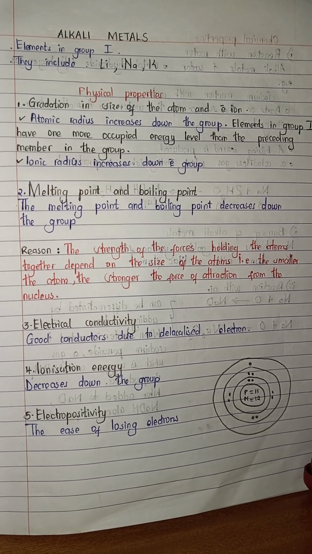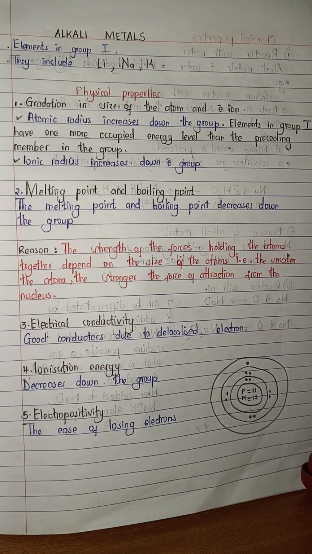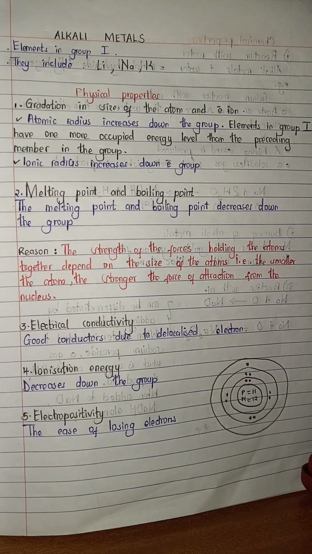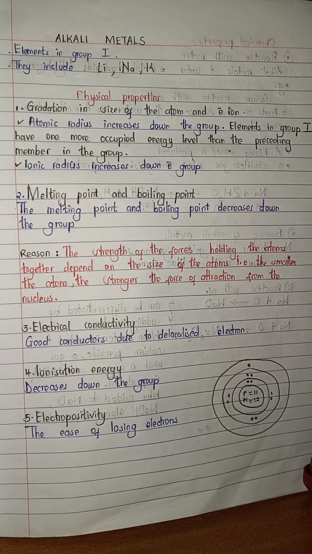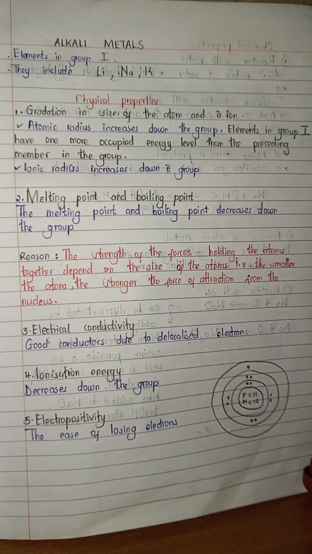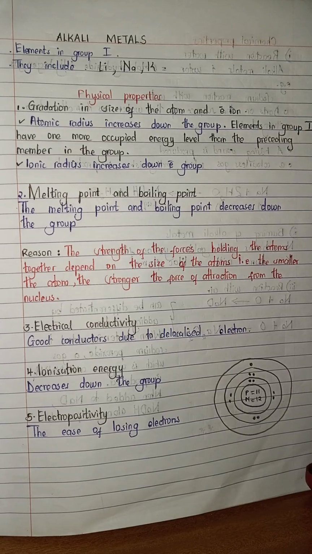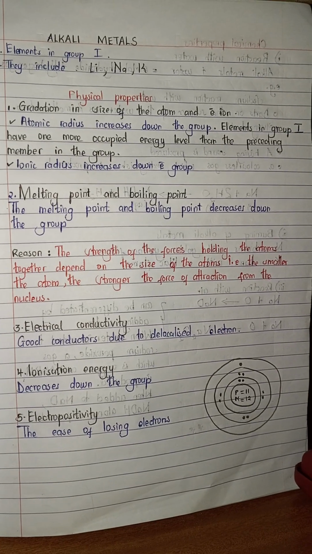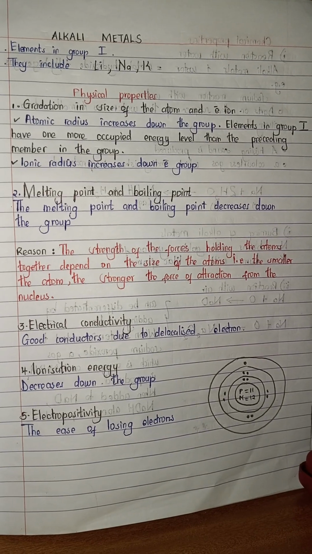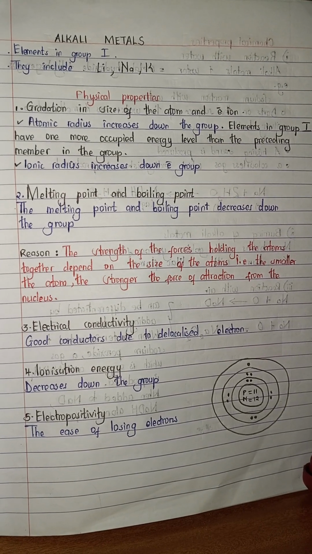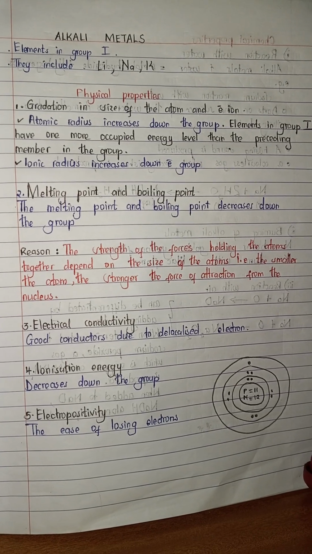Number 3 property is electrical conductivity, which means that the alkali metals are good conductors of electricity and also heat due to the delocalized electron. As you can see from the drawing, which I have drawn for sodium, it has one delocalized electron in its outermost energy level. Number 4, we have ionization energy.